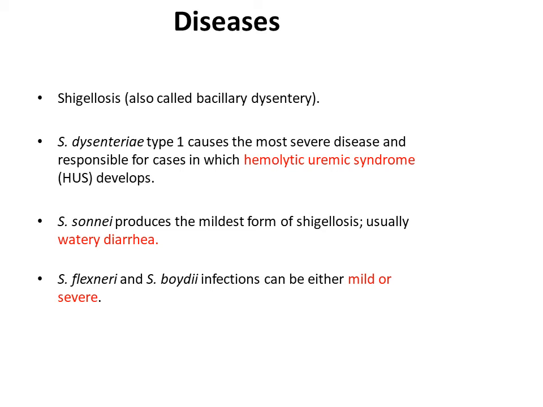Shigella causes a disease called shigellosis, which is also called bacillary dysentery. Shigella dysenteriae type 1 causes the most severe disease and is responsible for cases in which hemolytic uremic syndrome develops. Shigella sonnei produces the mildest form of shigellosis, usually watery diarrhea. Shigella flexneri and Shigella boydii infections can be either mild or severe.